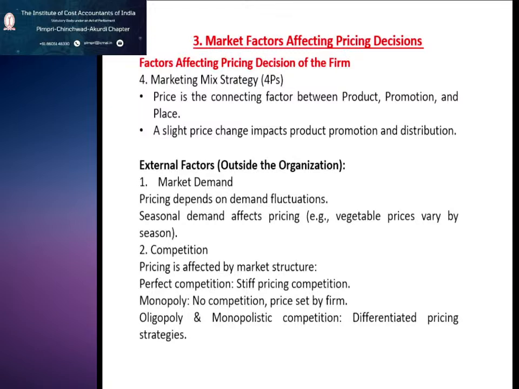Second external factor is the competition. Pricing is affected by the market structure. Perfect competition leads to stiff pricing competition. In monopoly, because there is no competition, price is set by the firm. In oligopoly or monopolistic competition, differentiated pricing strategies are required to be adopted. So depending on what sort of competition the firm is facing, accordingly the external factors impact the pricing of that particular organization.